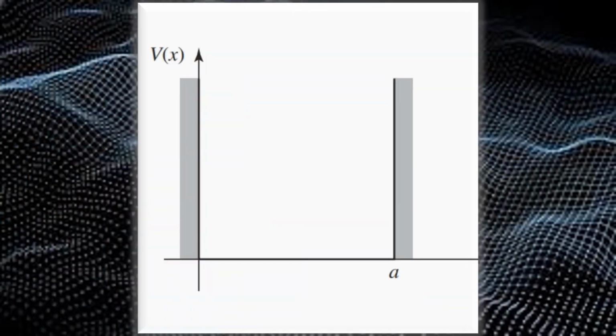As you see, the width of the well is a length a. If this is x equals 0, this is x equals a. The width of the well is a, where inside the potential is 0, but outside, in the gray shaded regions, it is infinite. These infinite areas trap the particle inside the well, and we need to keep this in mind as we discuss the solutions of this potential.